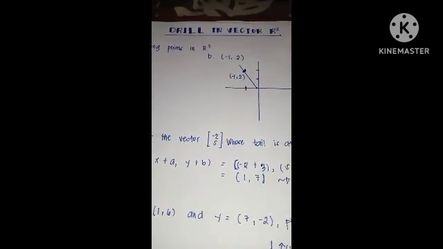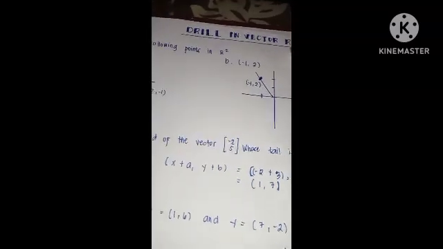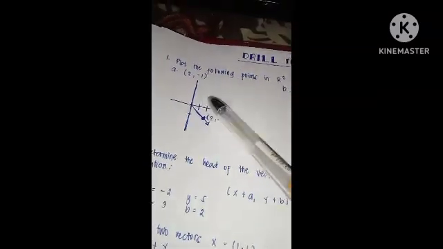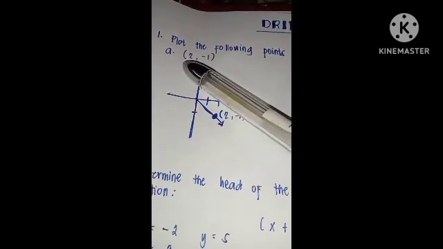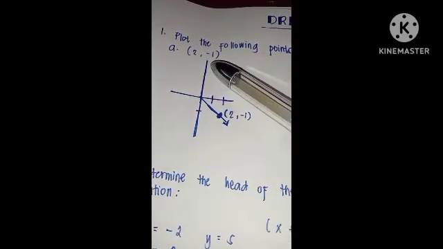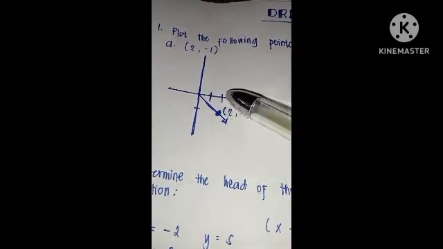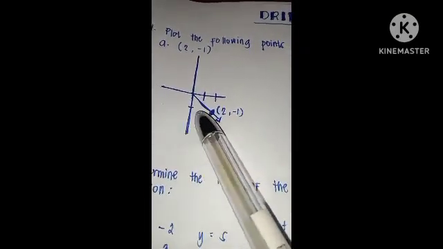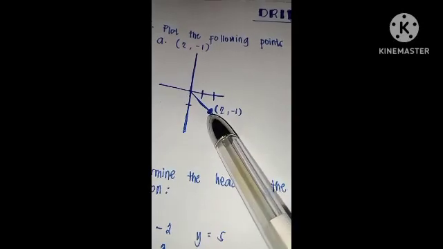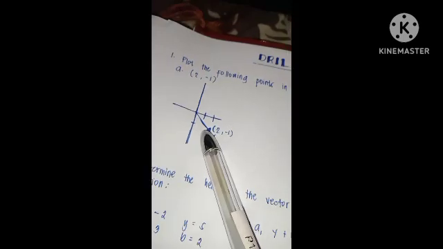For today's video, I'm going to discuss my answers in the drill in vector R squared. In number 1, plot the following points in R squared. In letter A, the given points are 2 and -1. So 2 is here on our x-axis and -1 here is our y-axis. I plot the 2 here and the -1 here. If we connect the 2 and -1, the point of 2 and -1 is located here. So that is my answer in letter A.